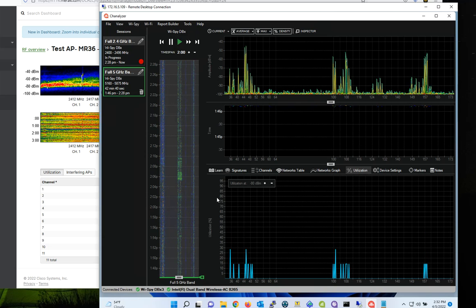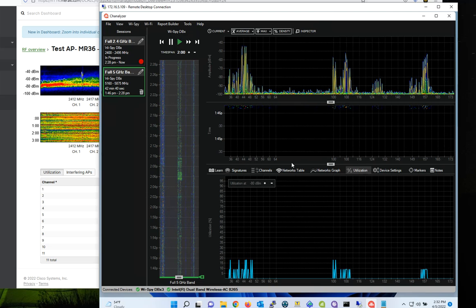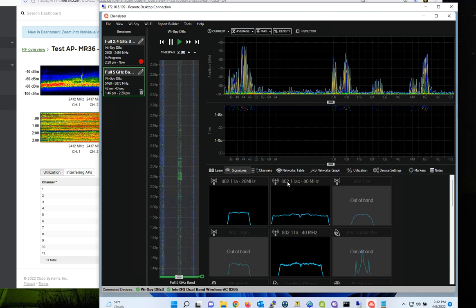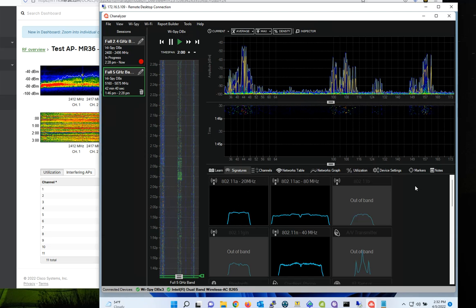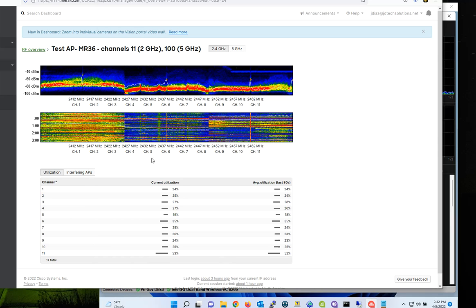And another reason why we like using the Channelizer is because it has built-in signatures. So if there's a problem, we can use one of these built-in signatures to identify what's causing the problem, something that you don't have here at the access point level.